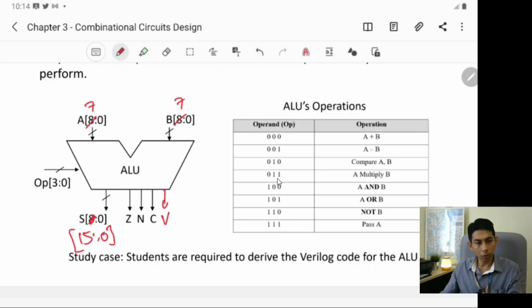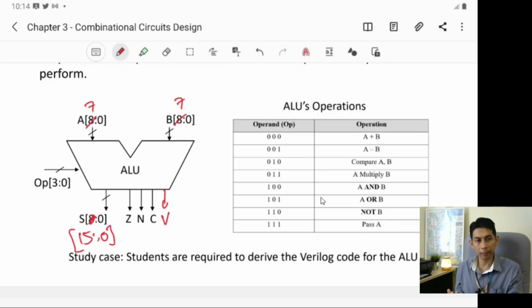When the operand is 1, 0, 0, it is the logic operation now, A and B. The output of this is A and B. If 1, 0, 1, we have A or B. If 1, 1, 0, not B, meaning not B only. And when the input OP is 111, the output is pass A, meaning that A from here will go to S, pass A. Okay, so this is just an example of an ALU.